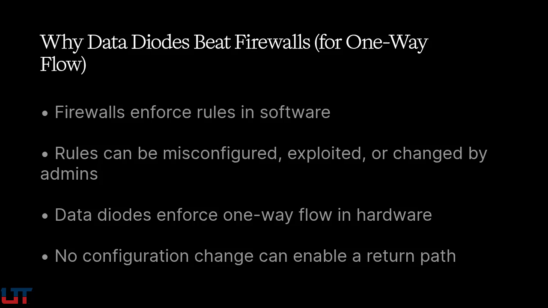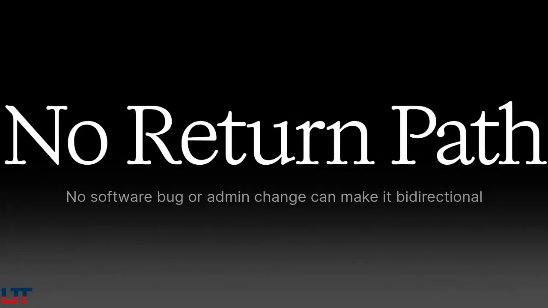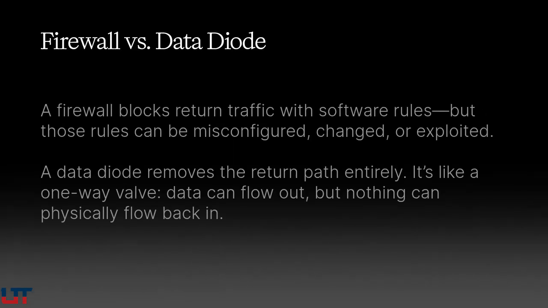A data diode is a hardware constraint. No configuration change makes it pass traffic in the blocked direction. No software vulnerability creates a return path. No administrative override enables bidirectional communication. The hardware doesn't have the physical components to allow a return path. For environments where the consequence of any return path is unacceptable, even a transient misconfiguration or a software bug, that distinction matters enormously. A firewall says, I have rules that should block the return path. A data diode says there is no return path.